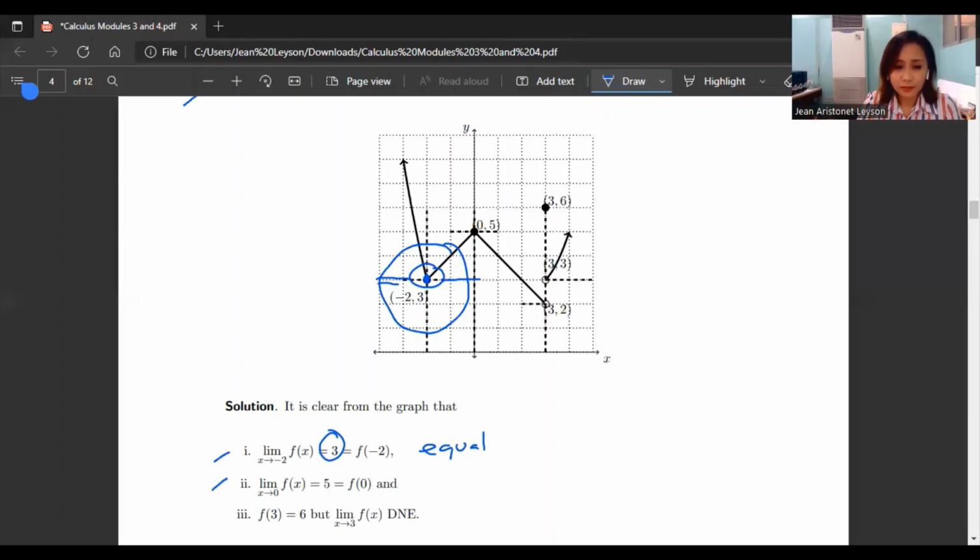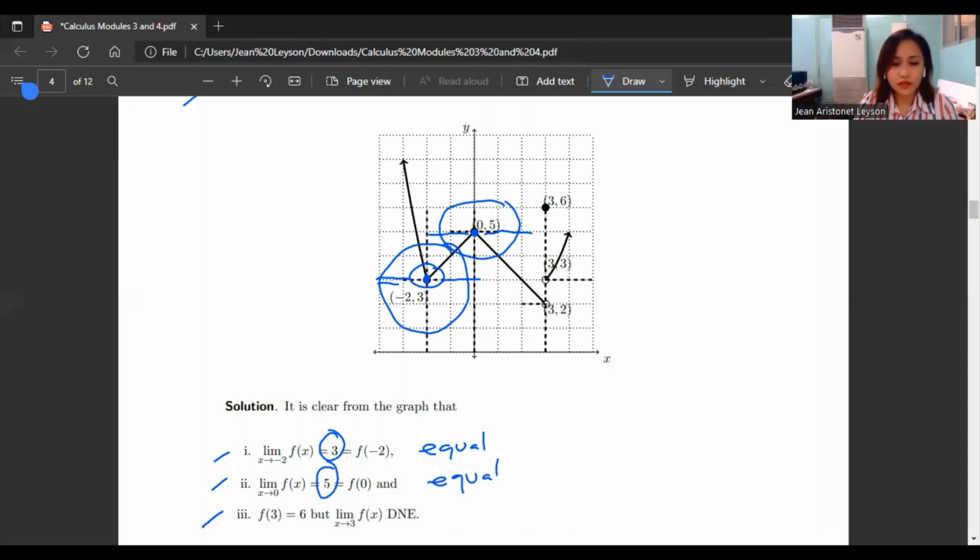For the second example, the limit of the function as x approaches 0, both from the left and from the right, is approaching 5. Now at f of 0 itself, which is again this point, the value is still 5. So the limit of the function as x approaches 0 and f of 0 are equal.